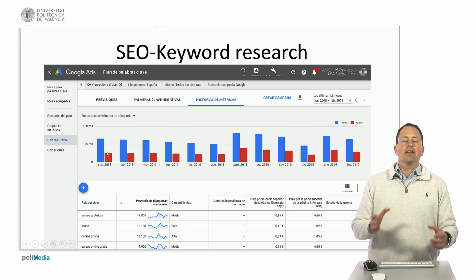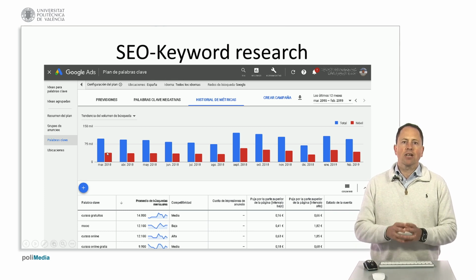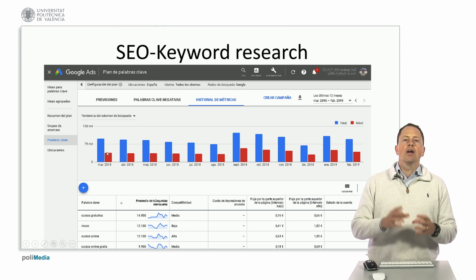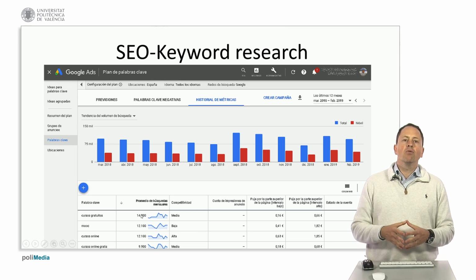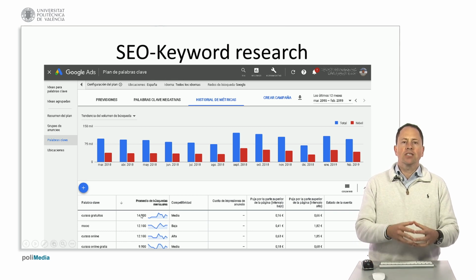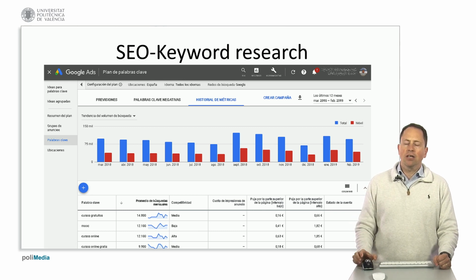But you can find some other tools that can give you an idea of which are the keywords that you should go for. The more general the keyword, the bigger the number of searches that it will have, but probably there will be more competition. It will be more difficult to rank for these keywords.